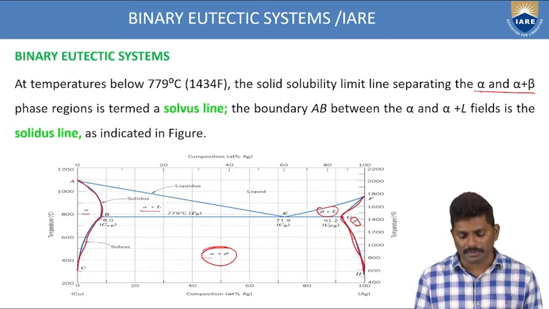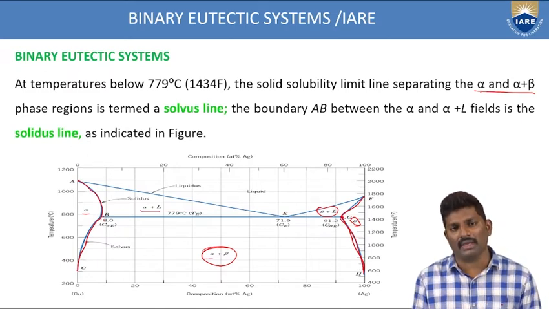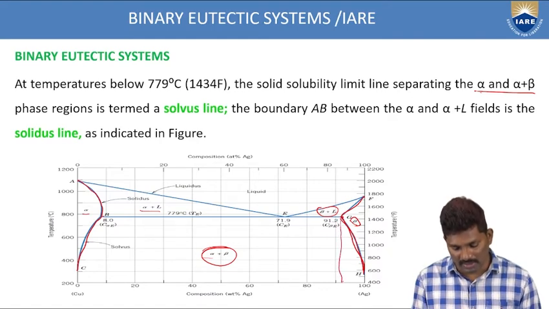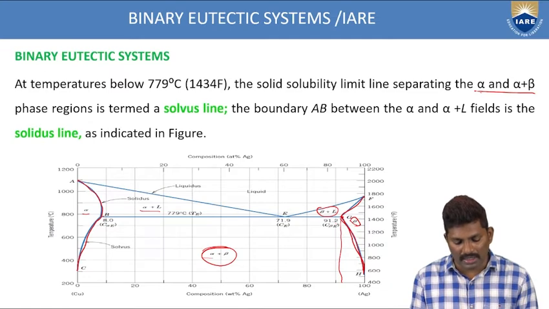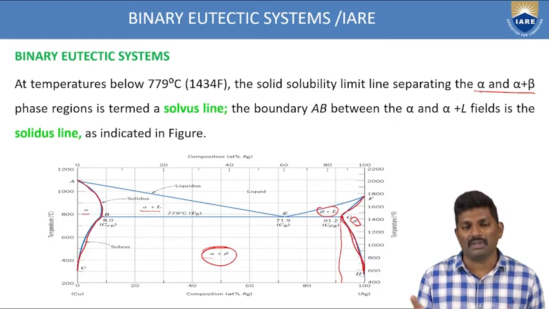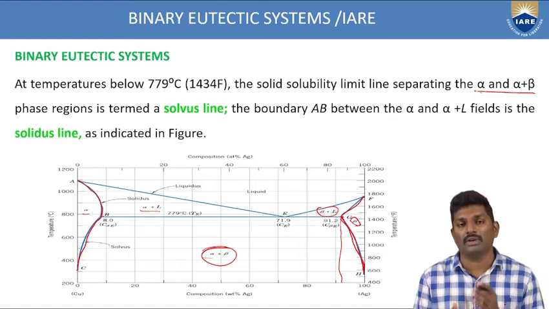The same way, we are trying to identify the maximum composition at point G, that is for the beta phase. If you drop the perpendicular on the x-axis, you can identify that 91.2% of silver is present. The remaining, 8.8%, is the balance of copper. Like that, you have to identify the composition.